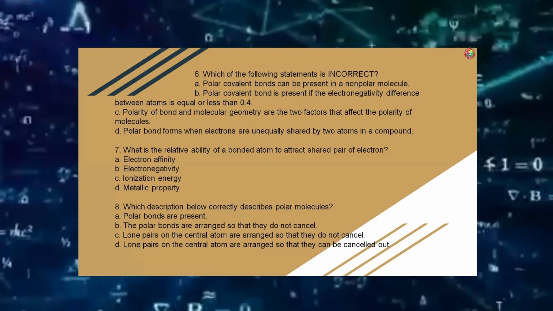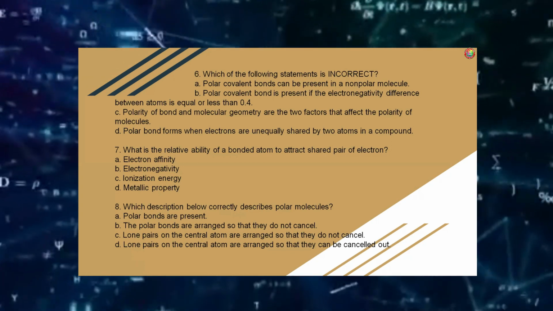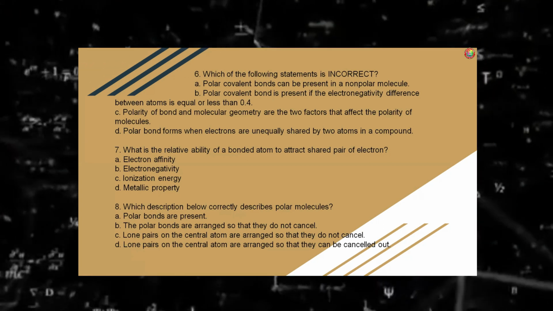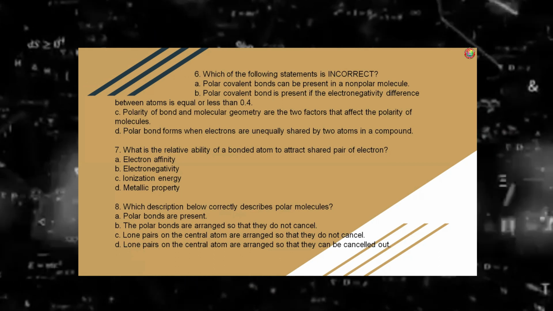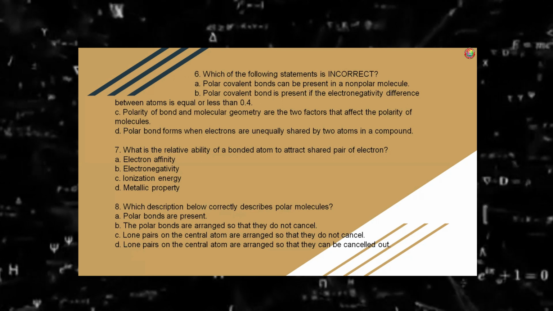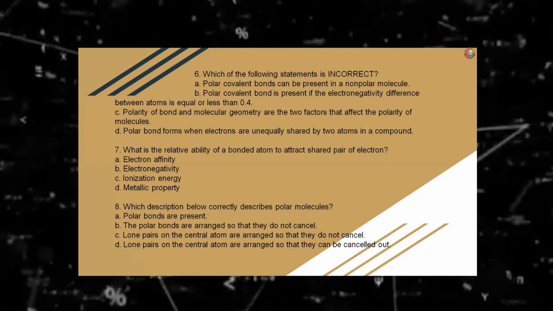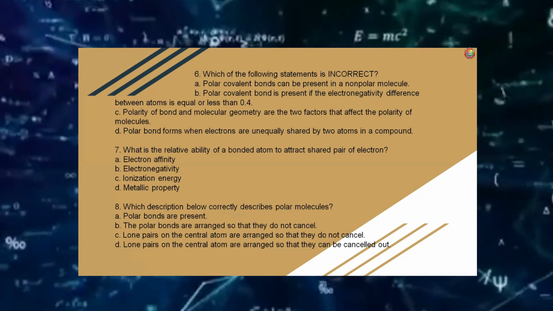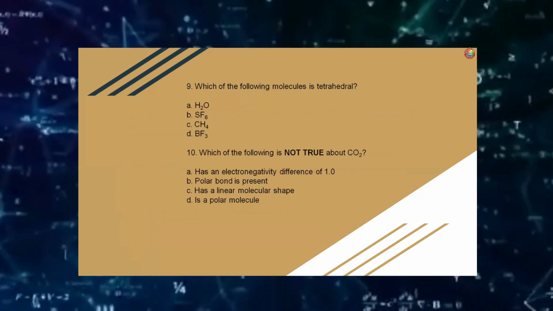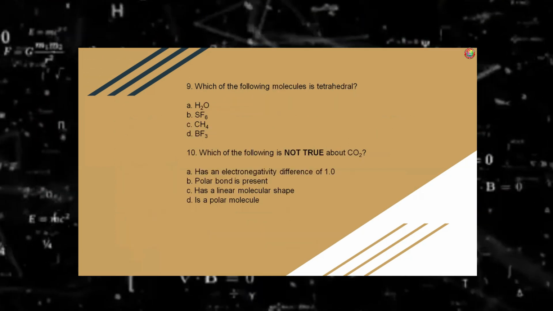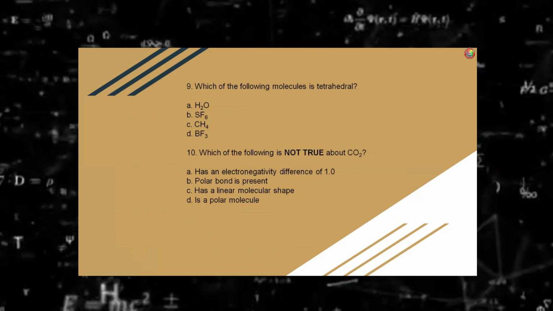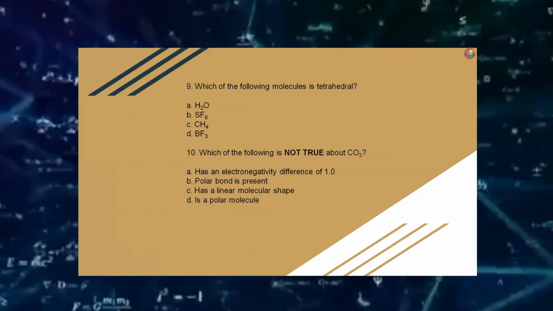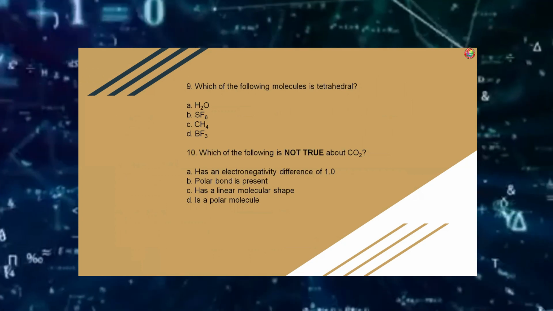8. Which description below correctly describes polar molecules? A. Polar bonds are present. B. The polar bonds are arranged so that they do not cancel. C. Lone pairs on the central atom are arranged so that they do not cancel. D. Lone pairs on the central atom are arranged so that they can be cancelled out. 9. Which of the following molecules is tetrahedral? A. Water, B. Sulfur hexafluoride, C. Ammonium, and letter D. Boron tetrafluoride.